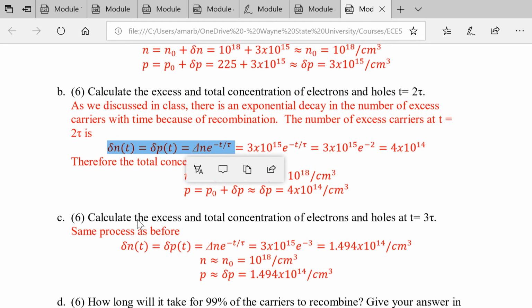Exactly. Subtle but important point that we shine light on the entire material, not a portion of it. We shine light on the entire material, so there's no concentration gradients. Concentrations are the same everywhere. Excess carrier concentrations are the same everywhere. So there's no diffusion. Is there a drift? No, because there's no electric field.